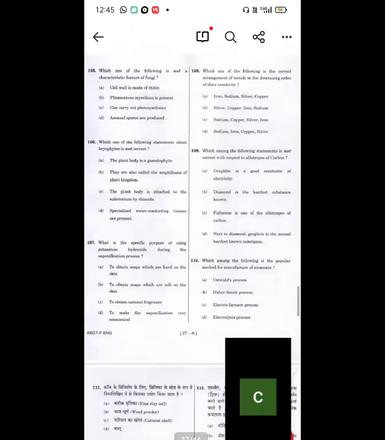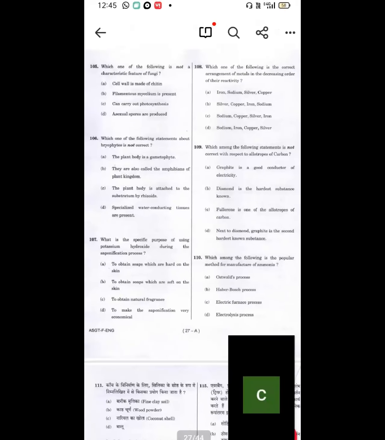So as you can see, question number 105: which one of the following is a characteristic feature of fungi? Here you can see how they have asked the question. When you know about bacteria, viruses, and all these things, you understand their basic structure, that means living and non-living. Remember, the point which we saw is the difference between living and non-living. Correct?